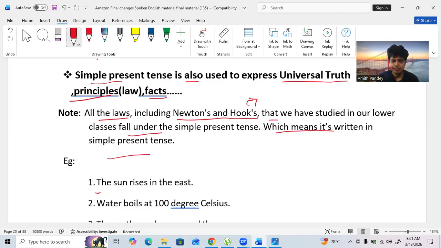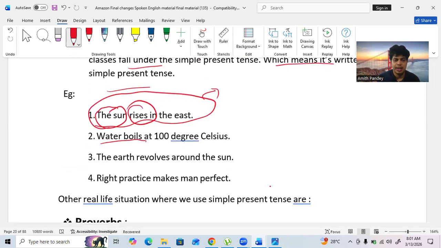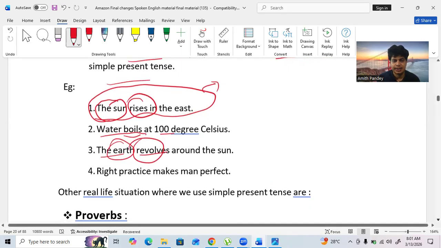For example, the sun rises in the east, as it's a universal truth. And as I told you, in the case of a name, we need to add s or es. Water boils at 100 degrees Celsius. So water is a name, and with that we have to add s or es. The earth revolves. Fine. So earth is a name and we need to add s or es. Right, practice. Okay.